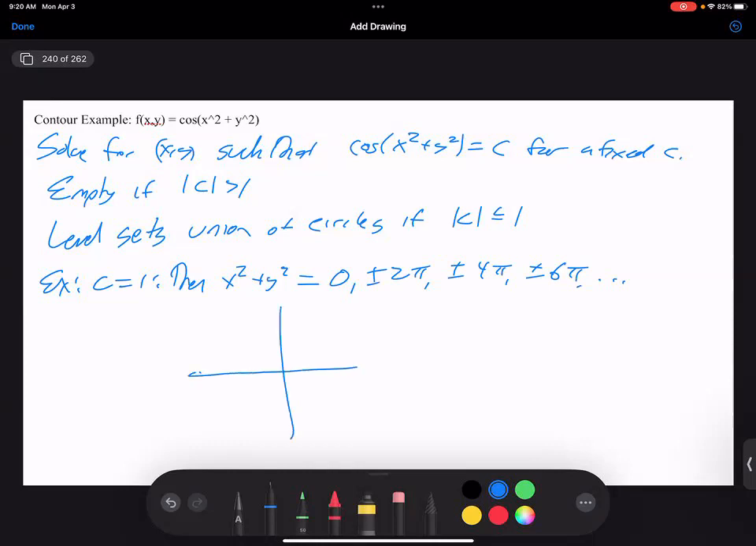So if I were to look at the level sets, I would have something like this, where this is going to be the radius, square root of 2 pi. The next one would be the radius square root of 4 pi. Now, is it possible for x squared plus y squared to be negative? No, x squared plus y squared is never negative. So only the positive signs come in.